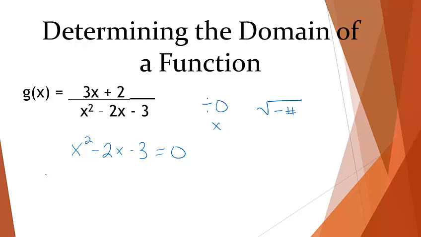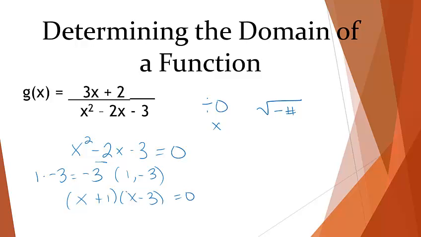I'm going to solve by doing my a times c, and 1 times negative 3 gets me negative 3. I need the factors of negative 3 that add up to this middle term, negative 2. That's going to be 1 and negative 3. So my problem factors to x plus 1 and x minus 3.